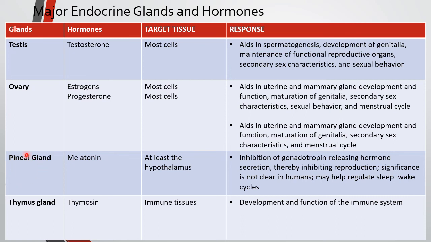Yung next is pineal gland, which is responsible for the production of melatonin. Okay? Ang effect ng melatonin or ang target tissue niya is yung hypothalamus. What is the effect? If you have melatonin, it will inhibit your gonadotropin-releasing hormone. It will inhibit reproduction, no? Inhibitory si melatonin.